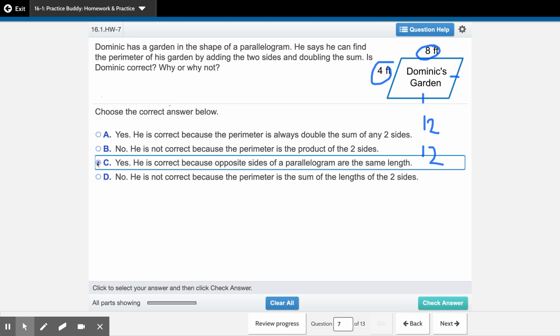It's going to be this one, because the perimeter may not always be double the sum of any two sides. What if I have a shape that has 5 sides? Then I can't do that. But in a parallelogram, the opposite sides are the same length.